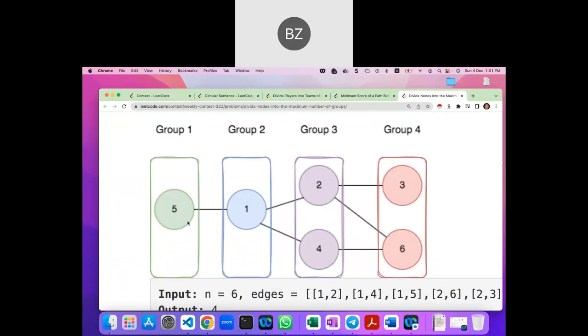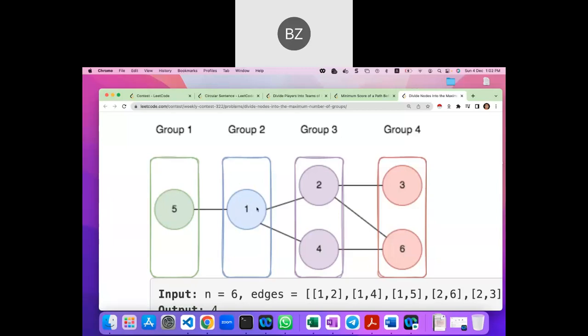For example, if you see this graph, let's say colors are red and blue. If 5 is colored as red, then 1 should be colored as... they are together, they are joined. That means two joined nodes cannot have same color. If 5 is colored as red, 1 should be colored as, yeah, blue. So we have two colors, red and blue. If 5 is colored red, 1 will be colored blue.